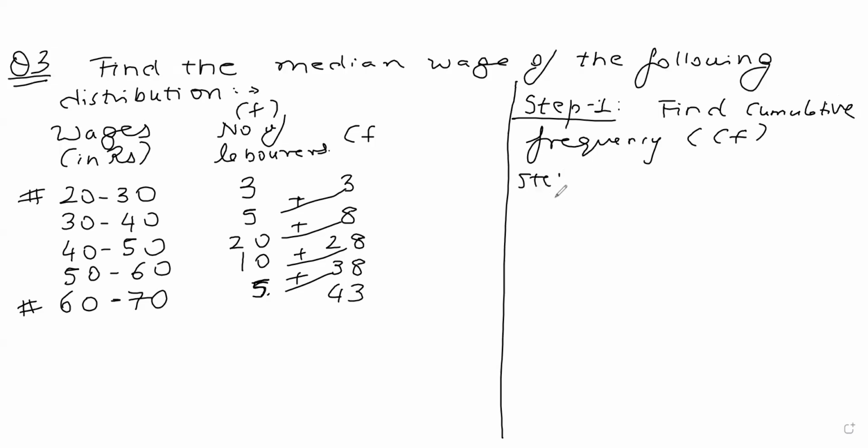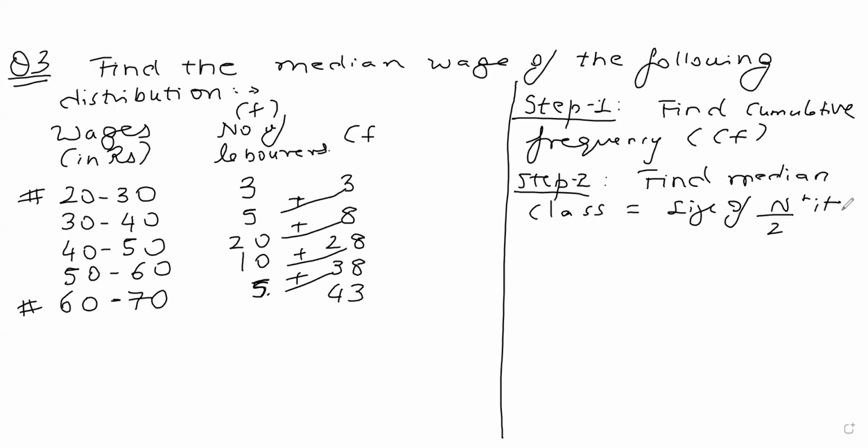Step 2, I need to find out in which class the median will lie. Find the median class, not the median. I am finding in which class interval the median will lie. Find the median class, which is the size of n by 2th item. Now what is n? N itself is 43. I have been using small n, so let me use small n only. Size of n by 2th item, not n plus 1 by 2. Remember, in continuous frequency distributions, when you are finding the median class, it's size of n by 2th item.